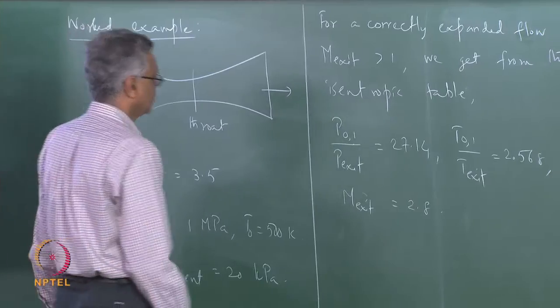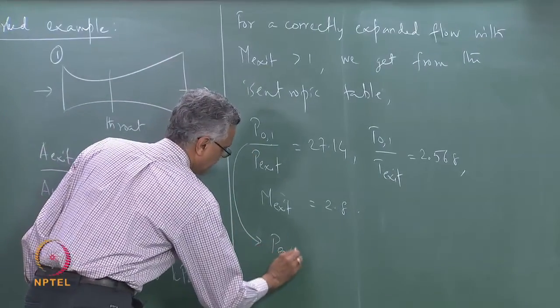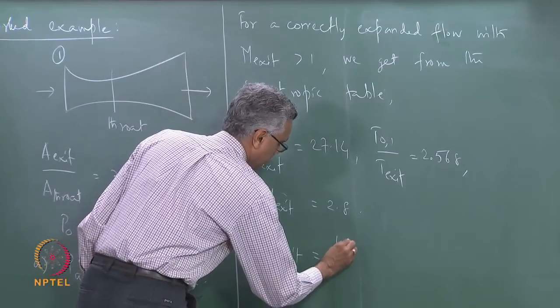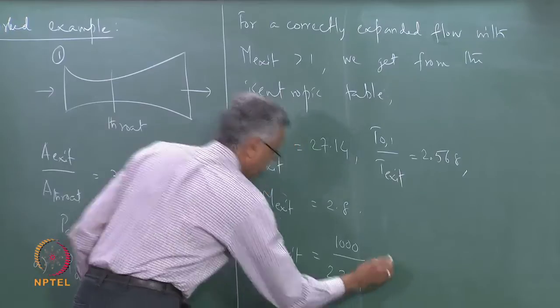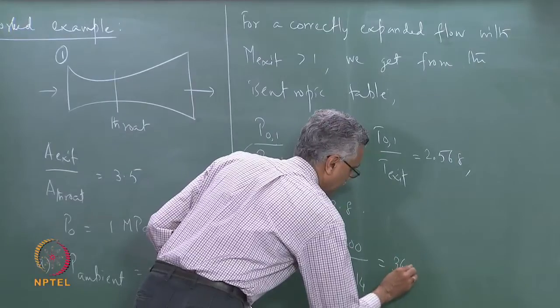Since P01 is known, so from this I can calculate P exit is equal to P01, which is 1000 kilopascal divided by 27.14. So, that gives me 36.85 kilopascal.